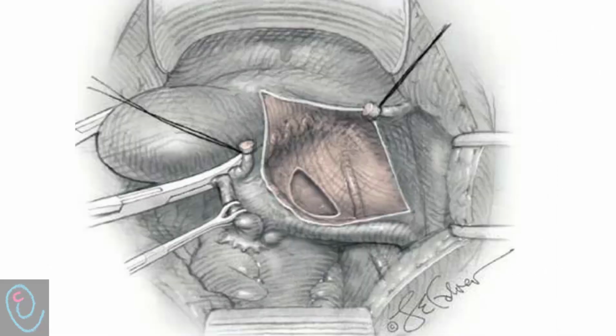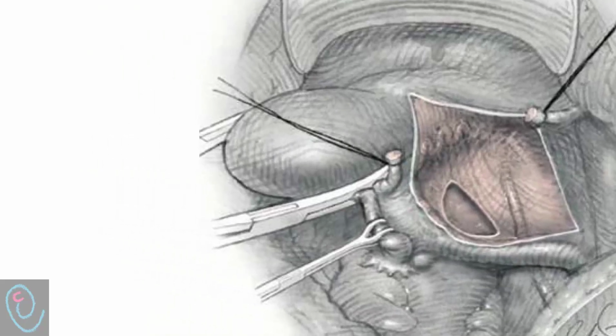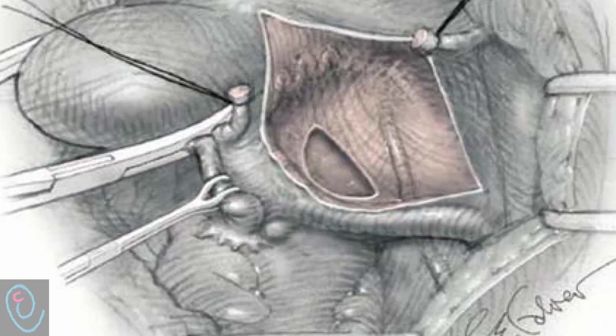Step number 7. Posterior leaf of the broad ligament. With direct visualization of the ureter, the posterior leaf is incised to create a window. If ovarian preservation is planned, this window is made under the utero-ovarian ligament and near the uterine body. However, if oophorectomy is planned, the posterior leaf is incised parallel to the infundibulopelvic ligament.